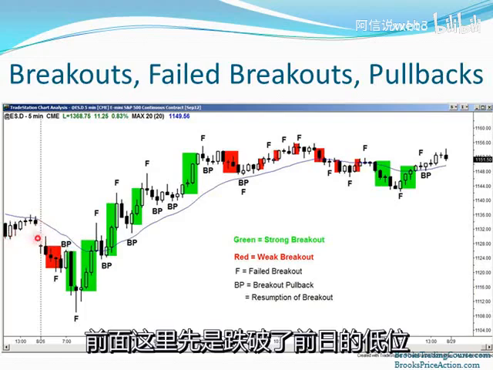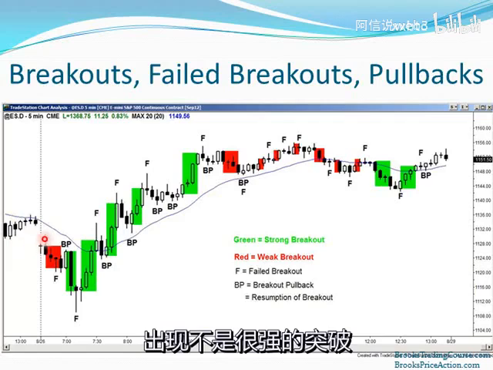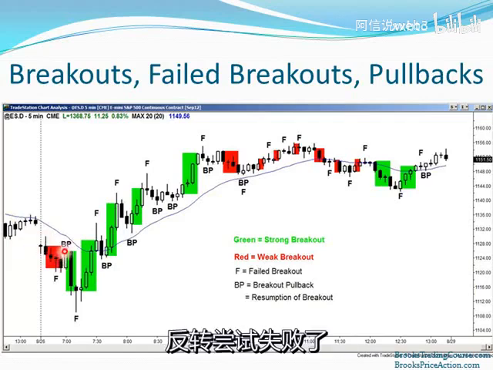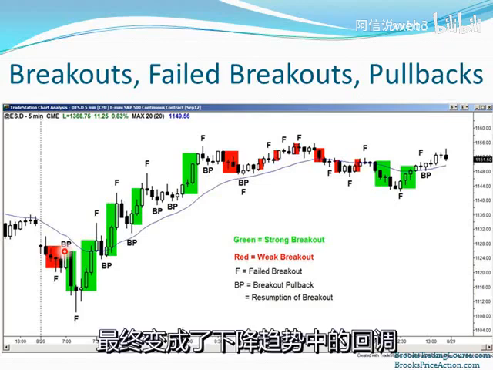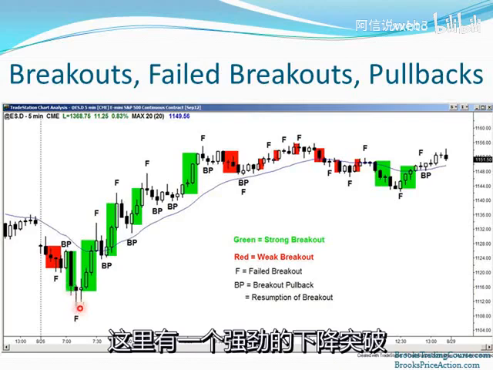So we broke below this bear flag, probably below yesterday's low. Not a very strong breakout. We got an attempt to reverse. This attempt to reverse failed, and it became simply a pullback in the bear trend.